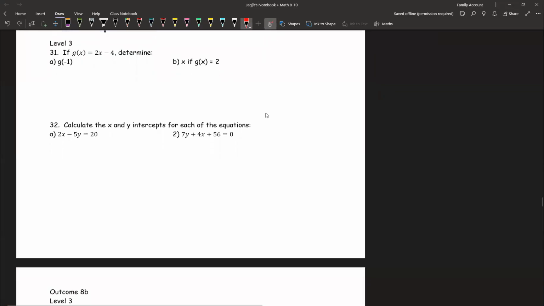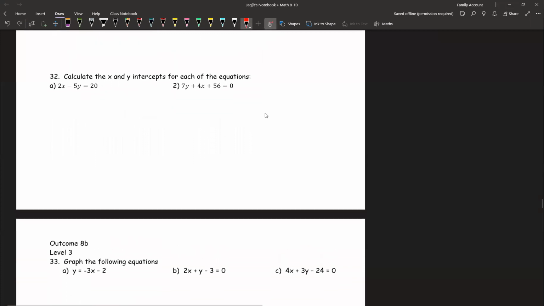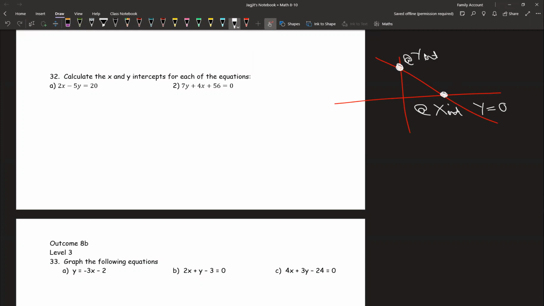Okay, now guys, they've given you equations and they're asking you to find the x and y intercept. You should recognize, okay, this is where the x-intercept is, right? This is the x-intercept. At the x-intercept, y value is equal to 0. This is your y-intercept. At the y-intercept, x value is equal to 0. So to get the x-intercept, you plug in 0 for y. To get the y-intercept, you plug in 0 for x.